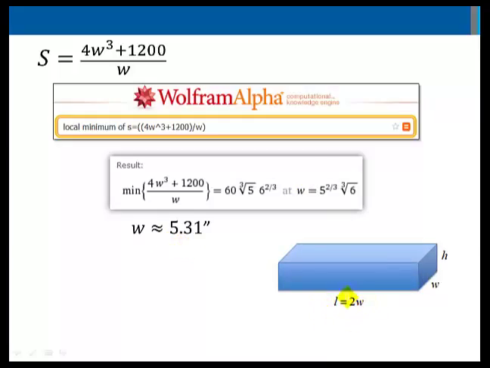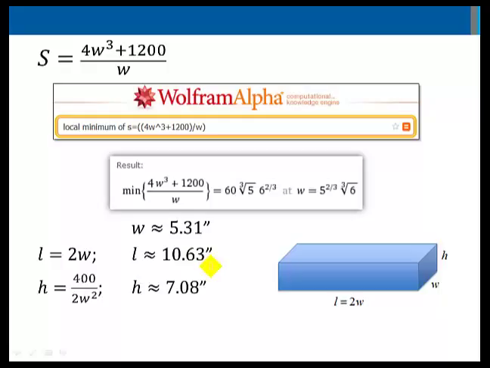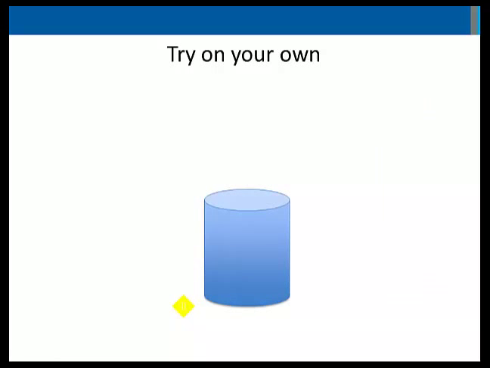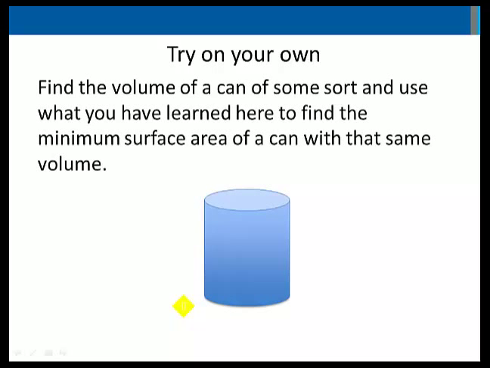Recall the length is 2 times the width, so the length here would be approximately 10.63 inches, and the height is equal to 400 over 2W squared, so the height, plugging my value for W in here, would be approximately equal to 7.08 inches. Try on your own: find the volume of a can of some sort, and use what you have learned here to find the minimum surface area of a can with that same volume.